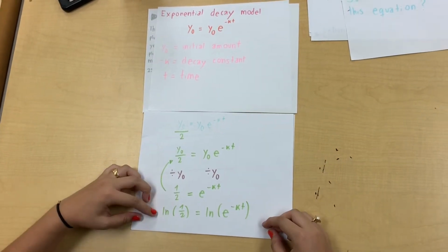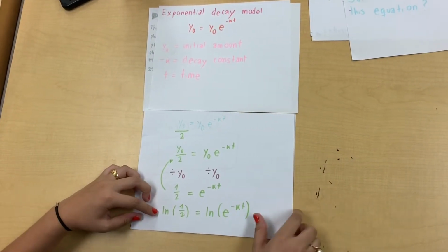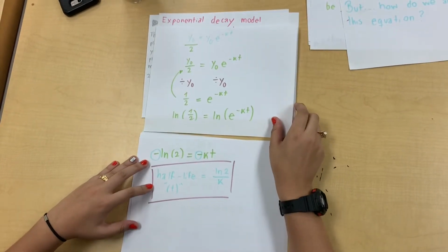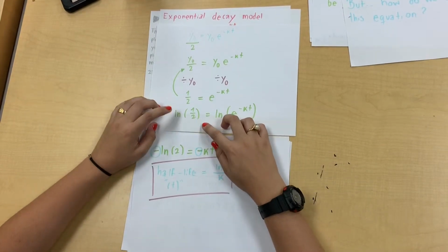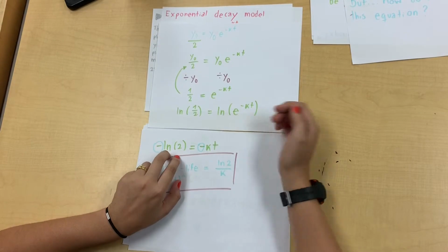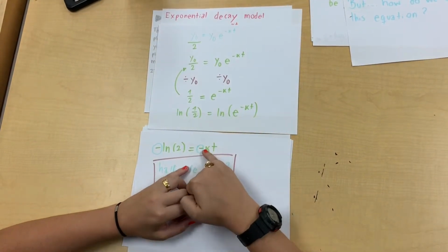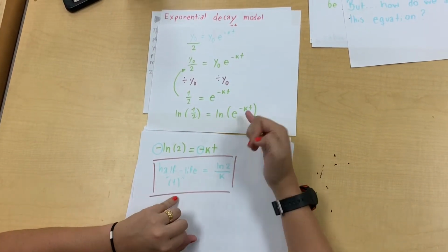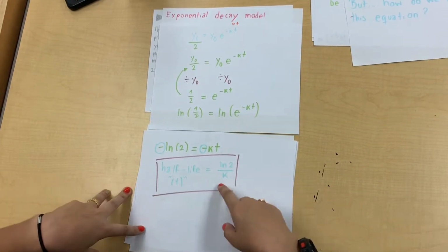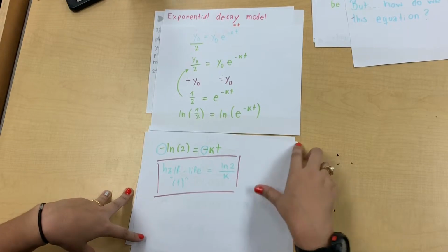You find the natural log of both sides. In this case, that would cancel out the e. And because the natural log of 1/2 is negative the natural log of 2, you're left with negative kt, since you got rid of the e. You're left with the half-life, or t in this case, is equal to the natural log of 2 over k.